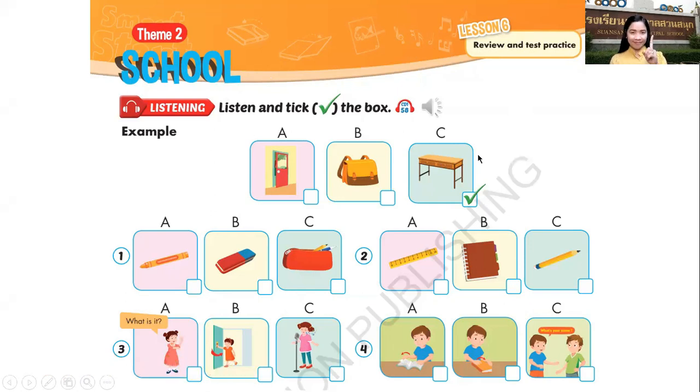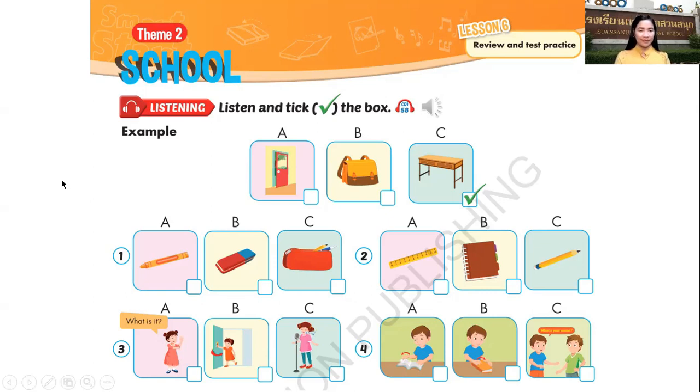There is one example. Is it a door? No, it isn't. What is it? It's a desk. Can you see the tick? This is an example. Now listen and tick the box. 1. Is this an eraser? Yes, it is. 2. Is this a pencil? No, it isn't. What is it? It's a ruler. 3. Please sing a song. Sure. La la la la la la la. 4. Please close your book. Yes, teacher. Now listen again.